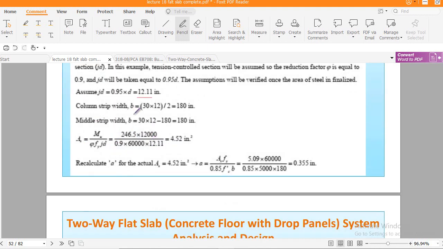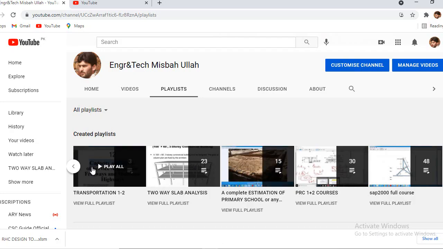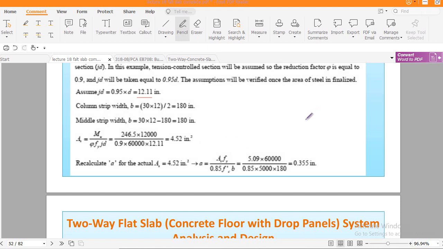And the column strip width is this one, the middle strip width is this one, okay? You must watch these videos. You must watch those lectures from lecture number 1 in both playlists, the design of flat slab system and the design of flat slab system by equivalent frame method, right? I thoroughly explained those, okay? So you must watch those lectures.